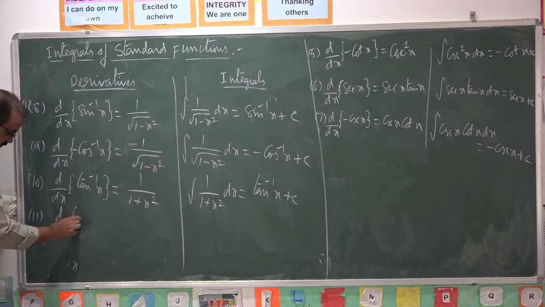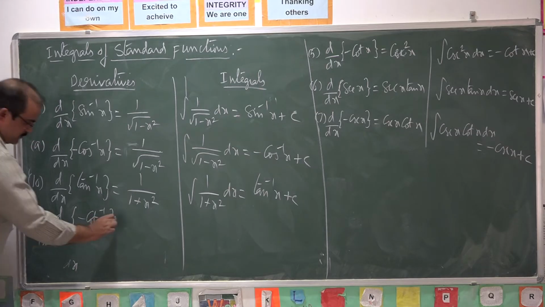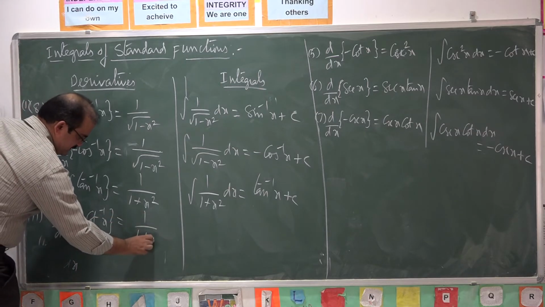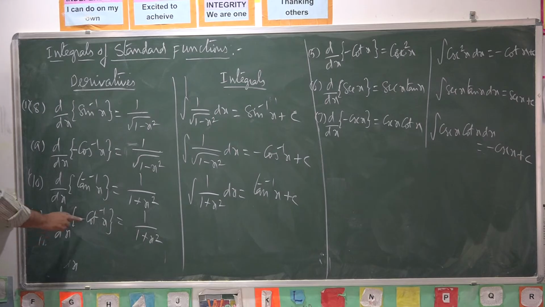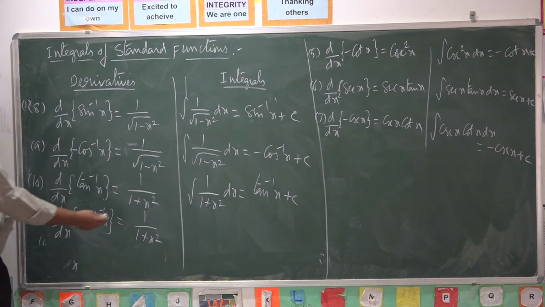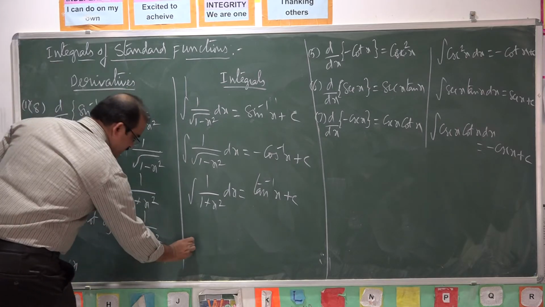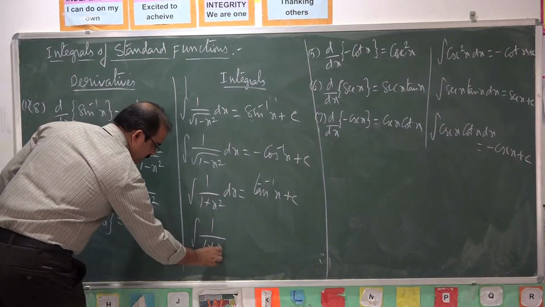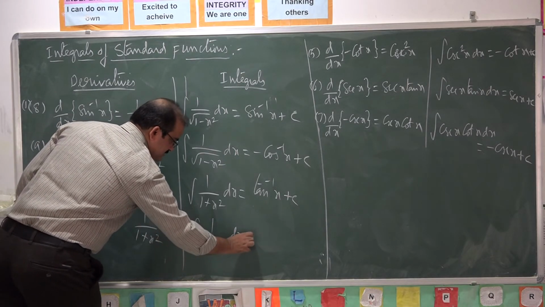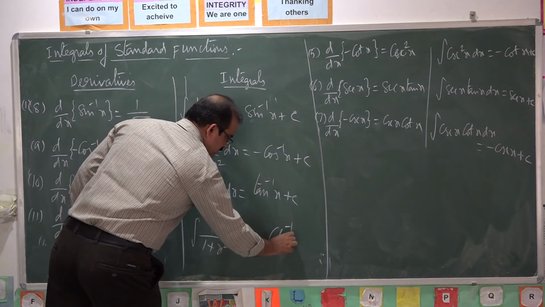d by dx of minus cot inverse x is 1 by 1 plus x square. We know d by dx of cot inverse x is minus 1 by 1 plus x square. Take this minus sign to this side. So, d by dx of minus cot inverse x is equal to 1 by 1 plus x square. So, integral of 1 by 1 plus x square dx is equal to minus cot inverse x.